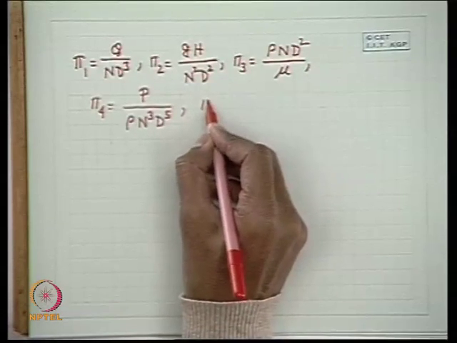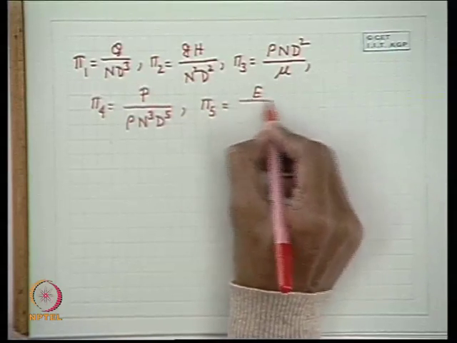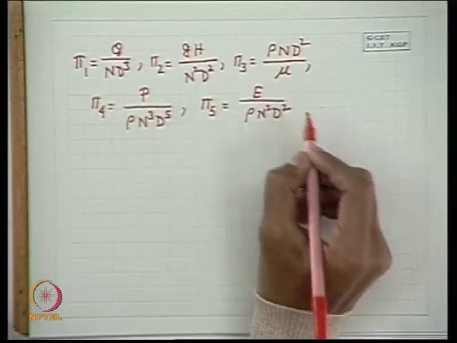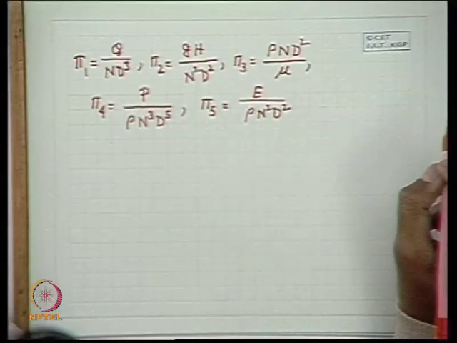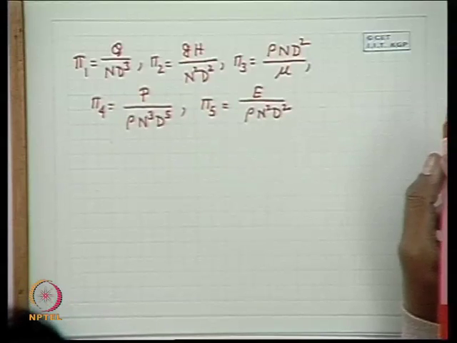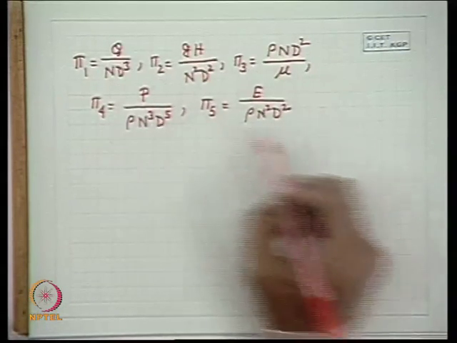And the fifth pi term is E by rho N square D square. Now, these pi terms represented the similarity parameters. That means to maintain the similar flow situations in fluid machines, we will have to make these terms fixed.